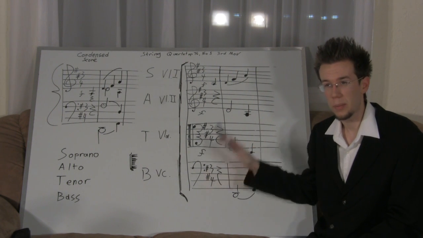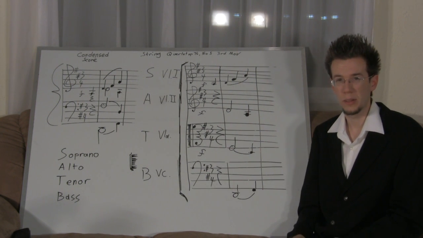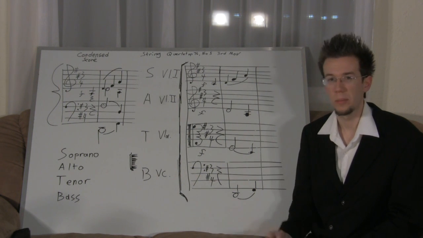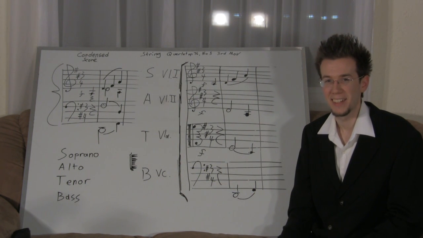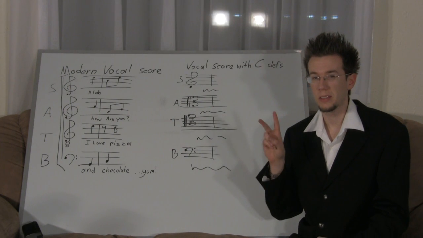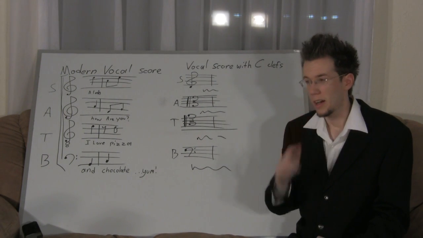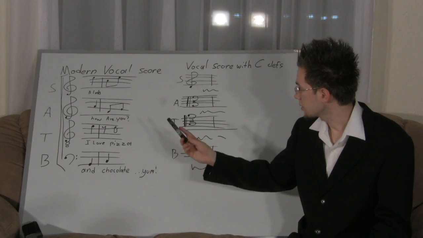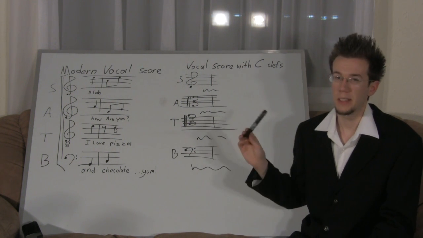So I'm just going to quickly show a couple other alterations that you can do, but nothing really, I've shown you the main thing of this. Okay, so the other two main score types that we're going to look at here are the modern vocal score and also the vocal score with C clefs.